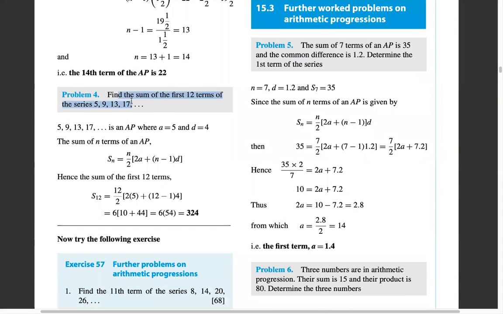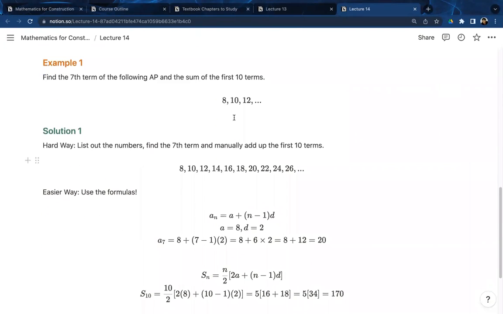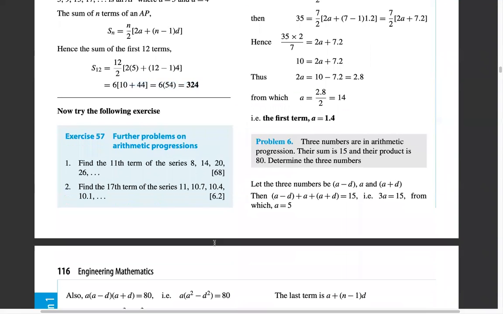This is one like I just did, example 1. I give you 3 terms. You don't want to list these things out. You want to use the formula. So you see they use the straightforward formula here. You find that value.